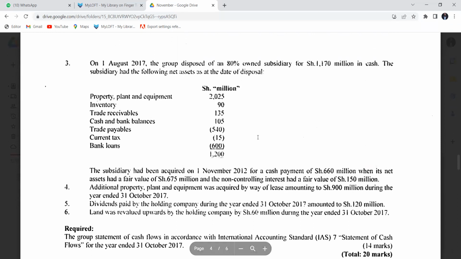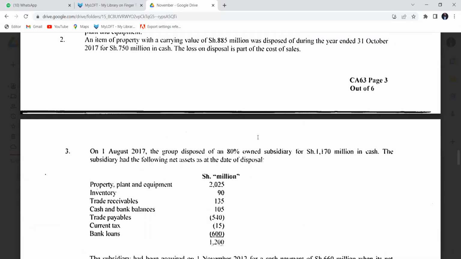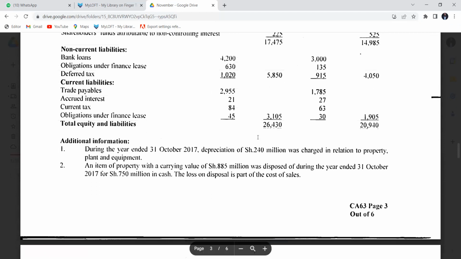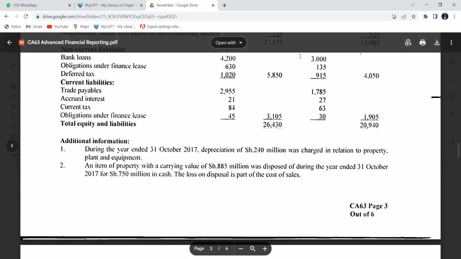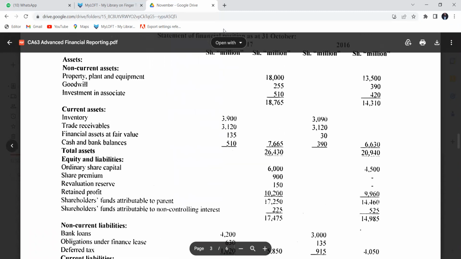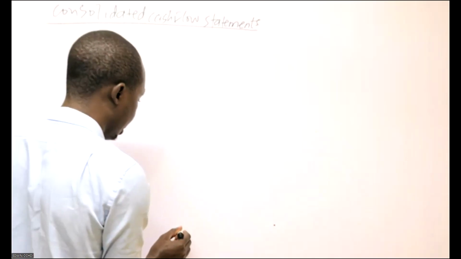And the examiner is not open about which method to use. Go for the indirect. It's a bit easier and it will give you a lot of marks in your operating part, even before you move to other parts of the cash flow statements, that is investing and financing. So you look at this, how we are supposed to present it.